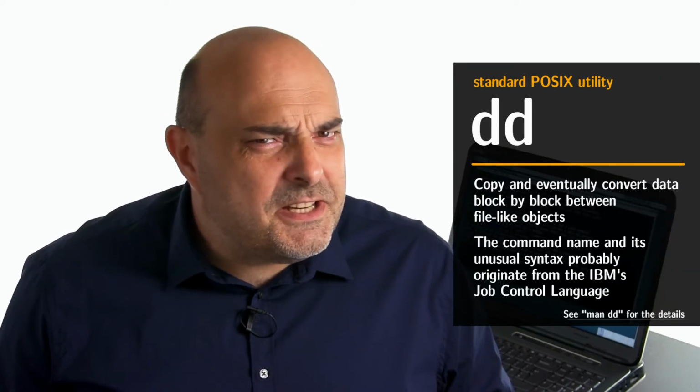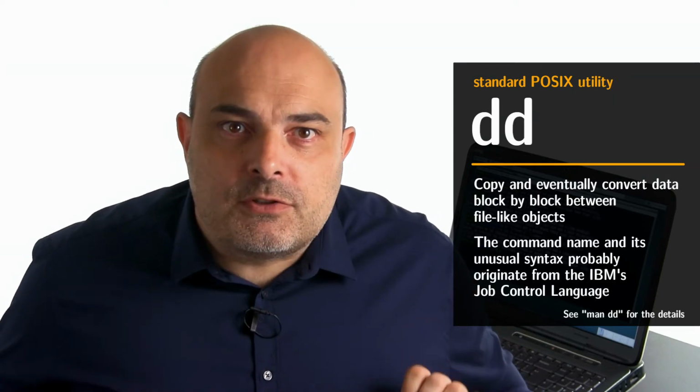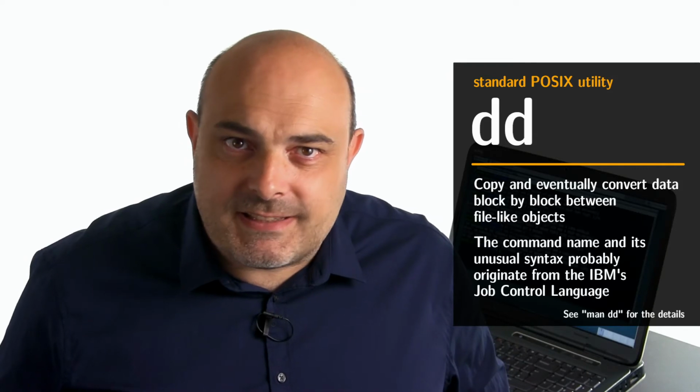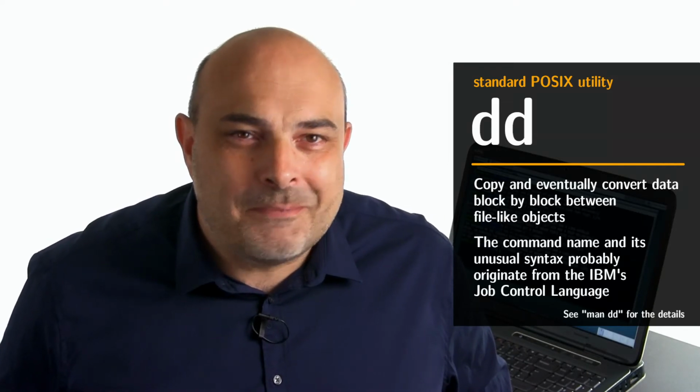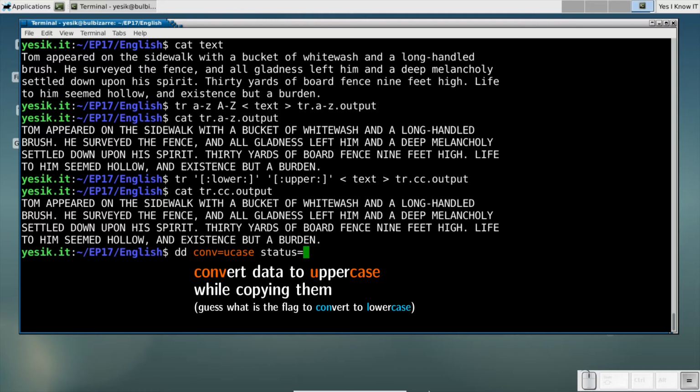Another tool you could use is dd. dd has a reputation of being a dangerous tool since it can be used to wipe out entire disks in just one command. But at its core, it is just a very fast tool to copy data from a file-like object to another one. While copying data, dd can also apply some simple transformations to them, like converting the character's case.